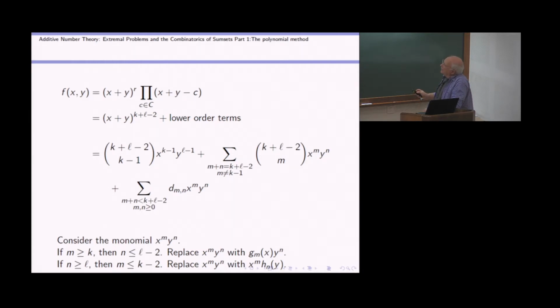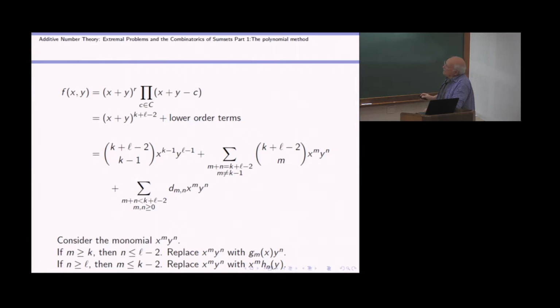Now, here I have an x to the m, y to the n monomial. If m is k or greater, I can replace x to the m with the polynomial g sub m of x, which is a polynomial in x of degree at most k minus 1. So this will have degree at most k minus 1 plus L minus 2, it'll be k plus L minus 3. This will have degree lower than x to the k minus 1, y to the L minus 1.